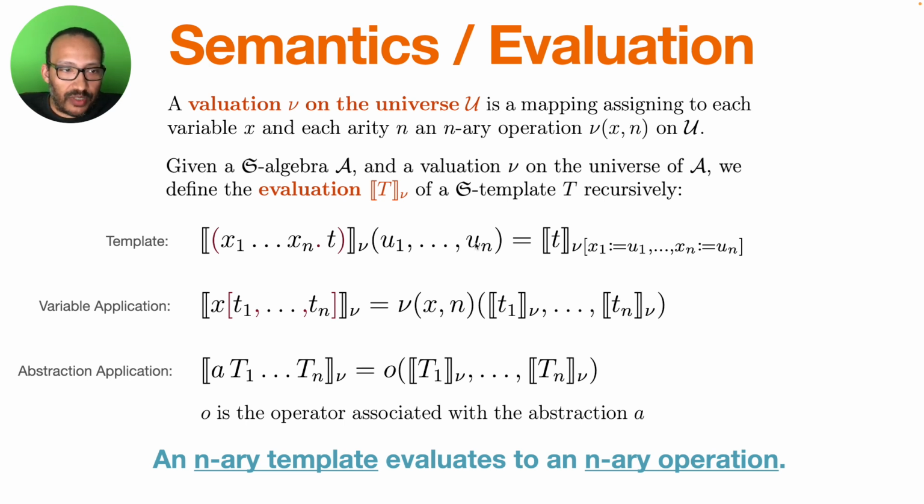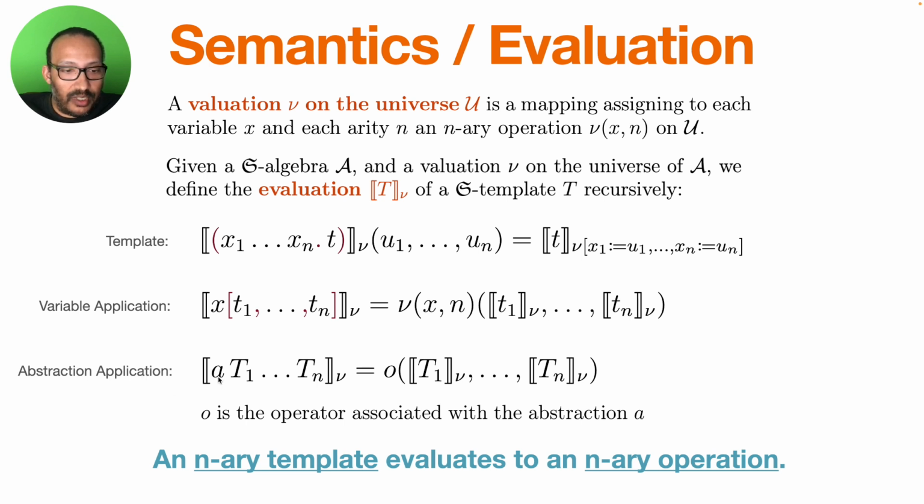And that's then the value that the operation will have for this combination of arguments. We define this recursively, and so we evaluate a variable application by looking up what is the operation that the valuation associates with this variable and arity pair, and then we recursively evaluate the arguments of the variable application, and we apply the operation to these evaluated arguments. And the same for the abstraction application.